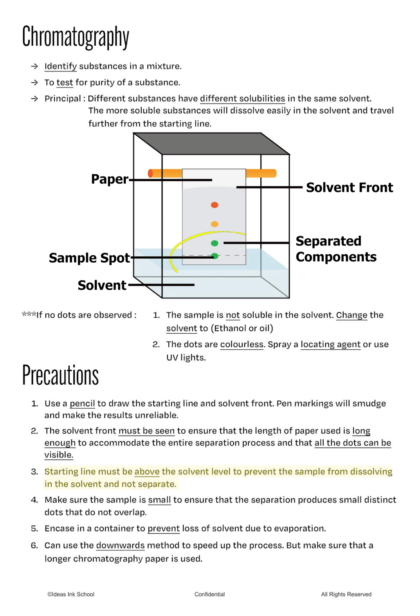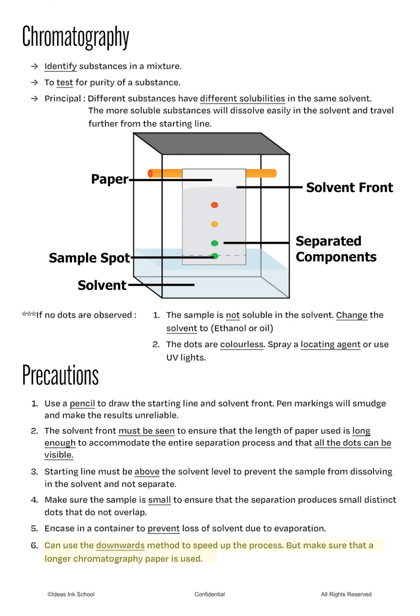Next, the starting line must be above the solvent level. This is to prevent the sample from dissolving into the solvent and not separating as a result. The sample size must also be small to ensure that the separation produces small distinct dots while avoiding the production of large dots that overlap. The setup should also be encased in a closed container to prevent the loss of solvent due to evaporation.